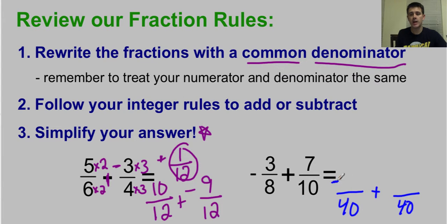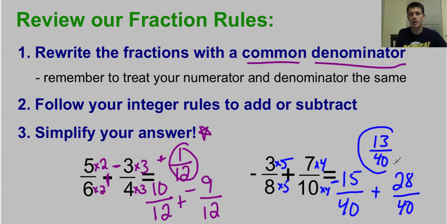Remember to keep your negative sign with your number, so I know the negative is going to go with that numerator. To get from 8 to 40, I multiply times 5, so do the same thing up top and get negative 15. To get from 10 to 40, I multiply times 4, so do the same thing up top and get 28. Here I'm adding together numbers with different signs, so I want to subtract the two of them. 28 minus 15 is 13/40. And then I'm going to take the sign of the bigger number. The positive was bigger than the negative, so it's going to stay positive.